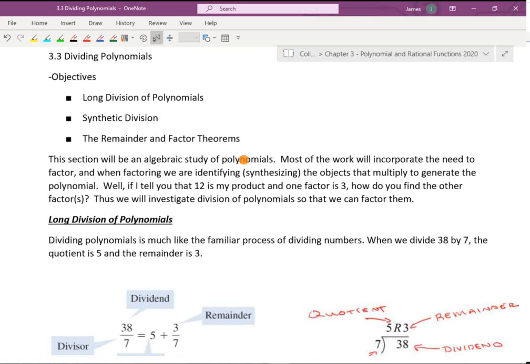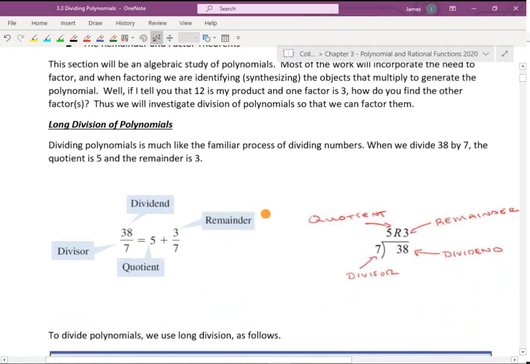So here's my question. If I have 12 as a product and one factor is 3, how do you go about finding the other one? 12 is my product. 3 is a factor. How do I find the other factor? What times 3 gives me 12? 4. How did you know that? 12 divided by 3 is 4. So when you're factoring, you're effectively doing division. Yes? Okay. So when we talk about factoring, that's all we're doing. So that's where this long division comes into play.